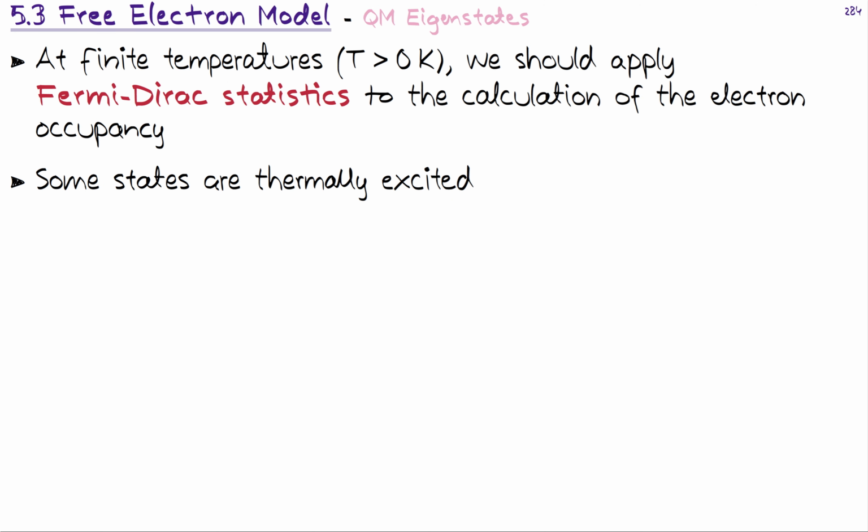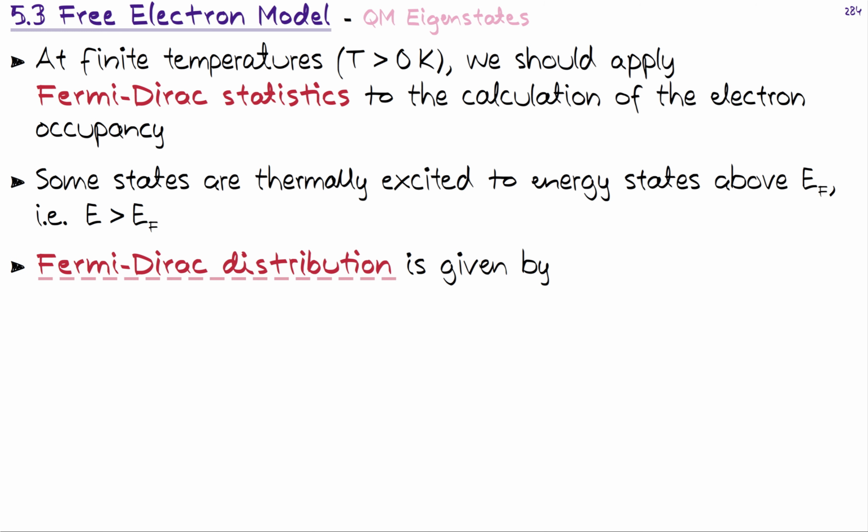So in essence, what happens at a finite temperature is that some states are being thermally excited at a given time to an energy state that is above the Fermi level, so to an energy that is higher than EF. And at the same time, the other electrons that are in a higher state will be relaxing. So it's really a dynamic system where states are being excited due to the presence of thermal energy, and at the same time, the electrons that are at a higher energy will be relaxing into these lower energy states because they can minimize the system's energy that way.